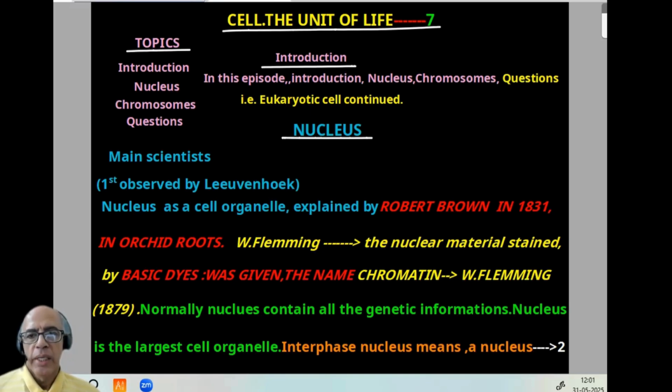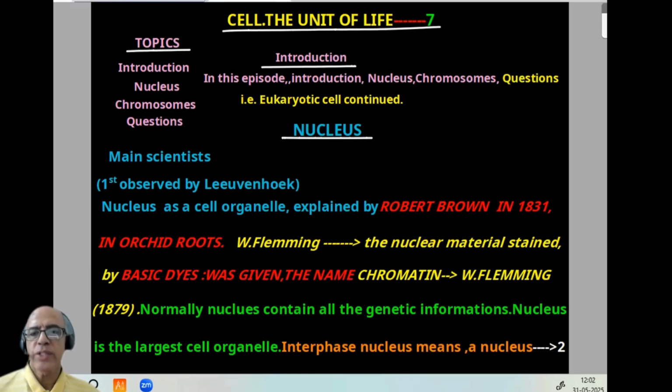Now, the nucleus. Concerned with the nucleus, many scientists are involved, of which a few names seem to be more important. First observed by Leeuwenhoek. Then the nucleus as a cell organelle was explained by Robert Brown in 1831, and the material studied was orchid roots. Now, W. Fleming: the nuclear material stained by basic dyes was given the name chromatin. So the term chromatin, after staining with basic dyes, was given by W. Fleming. An important question for us, 1879.